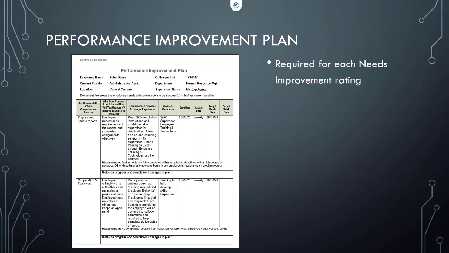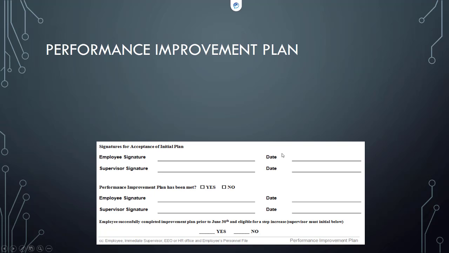This is the top part of it. So again, for every needs improvement you select on the evaluation form, you're going to need to enter a section here on the performance improvement plan. This form actually shows two areas that need improvement. We have prepare and update reports. We also have cooperation and teamwork. So this covers two areas. If you need more, you just add another one. Okay? It's real easy to take care of.